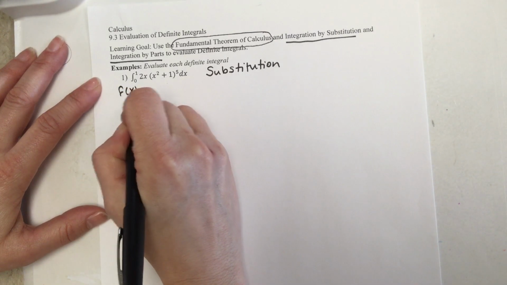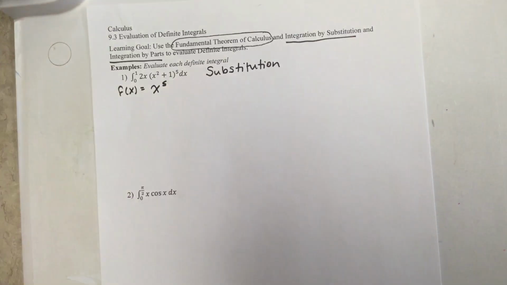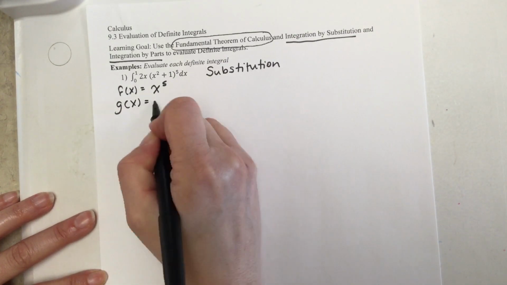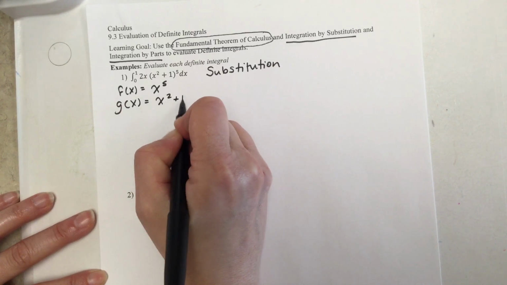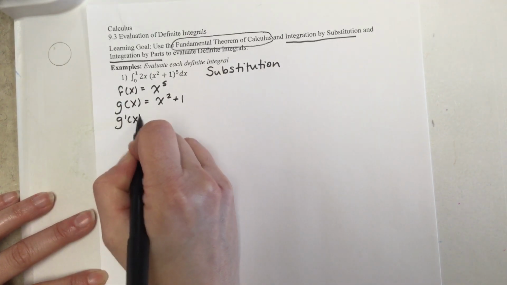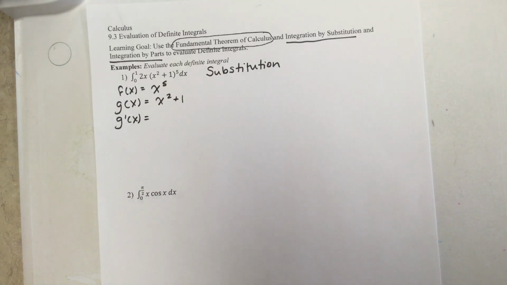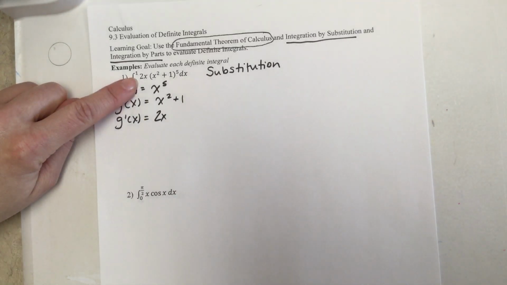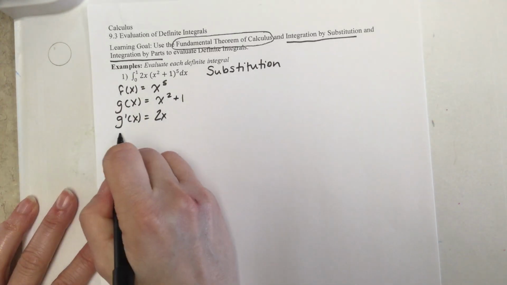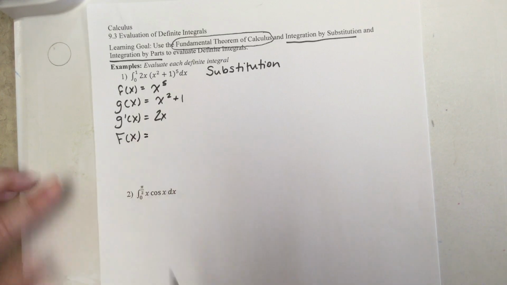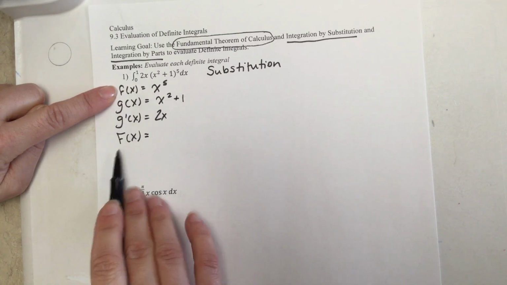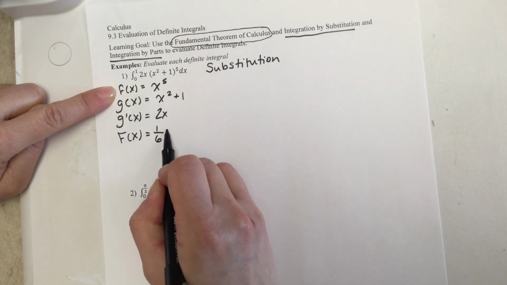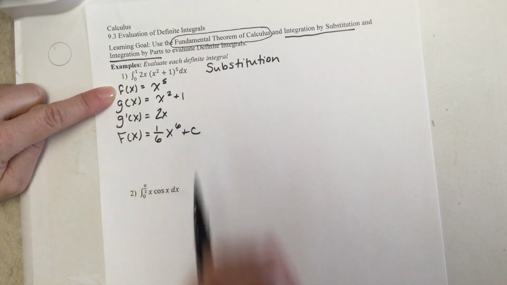So f of x is the outside function, so x to the power of 5. g of x is the inside, x squared plus 1. Now you take the derivative of g of x and we get 2x, and the cool thing is that matches. So I know I don't have to add another value on the outside. With substitution, you're looking for the antiderivative of f of x. So if I add 1, it would become a 6. Divide by 6, so it's 1 over 6 x to the power of 6 plus c.